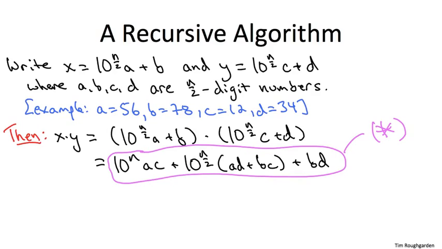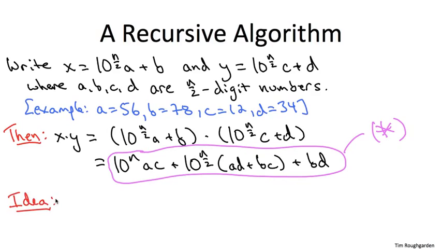Now, the point of expression star is that, despite being the product of just elementary algebra, it suggests a recursive approach to multiplying two numbers. If we care about the product of x and y, why not instead compute this expression star, which involves only the products of smaller numbers, a, b, c, and d? You'll notice, staring at the expression star, there are 4 relevant products, each involving a pair of these smaller numbers, namely AC, AD, BC, and BD.